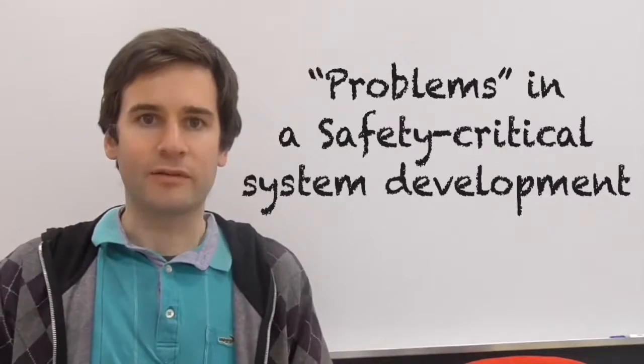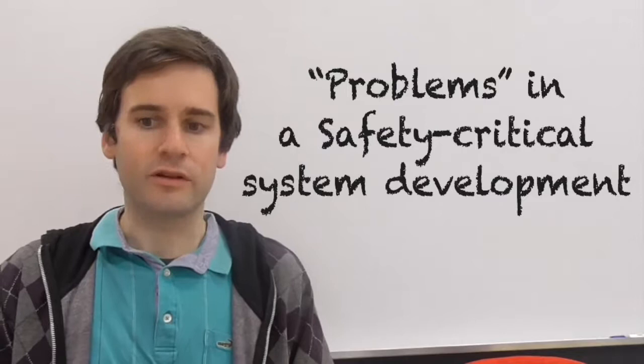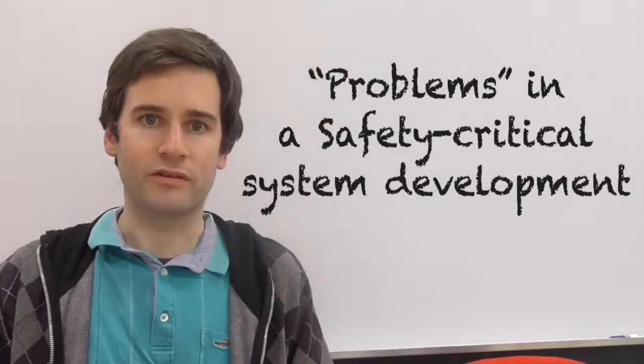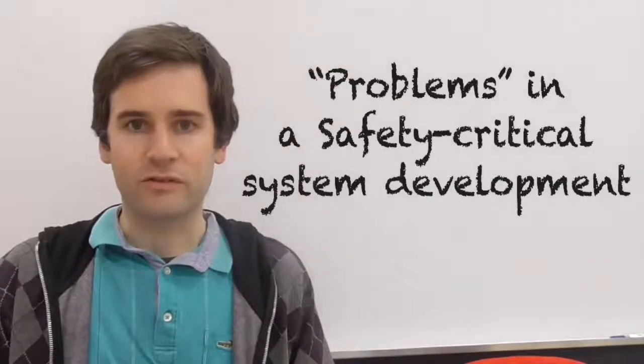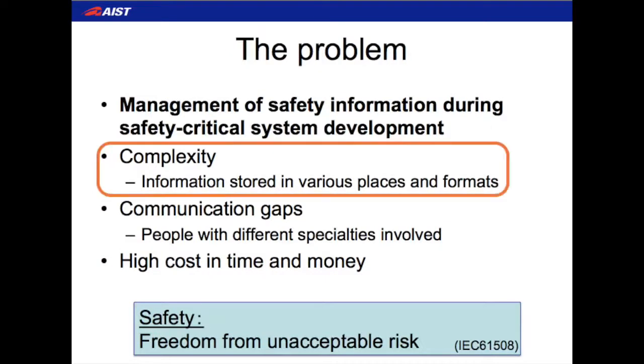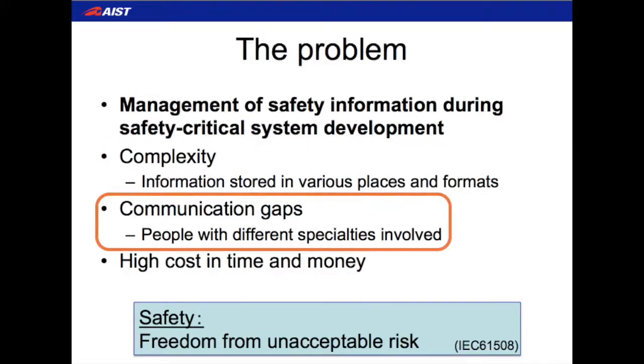So the problem that we're dealing with is that safety information is extremely difficult to manage during the development of a safety critical systems project. This is due to various factors, including the complexity of the information. It's dealt with in various different places, in different formats, and with different people. There are also communication problems between these people managing the information.